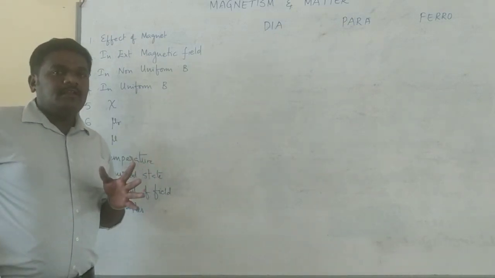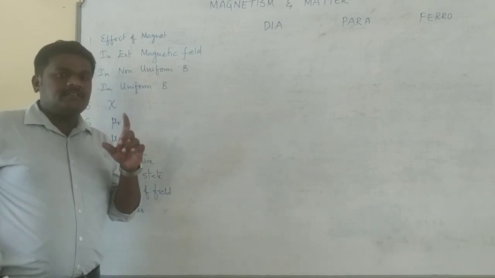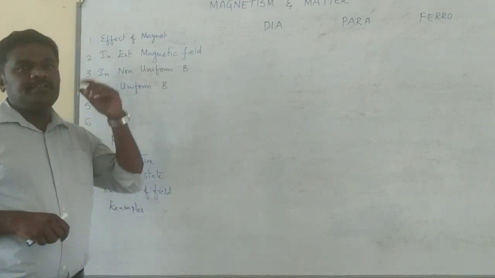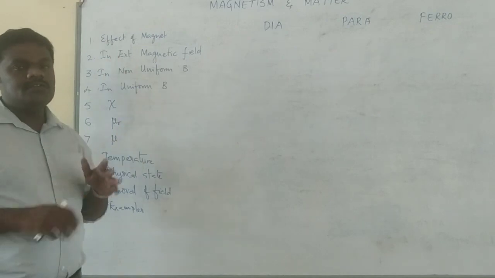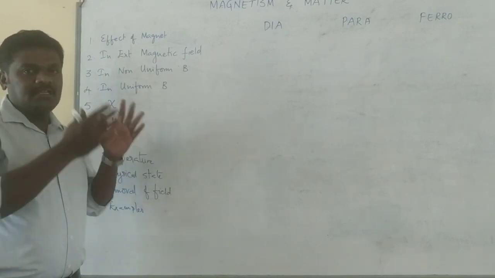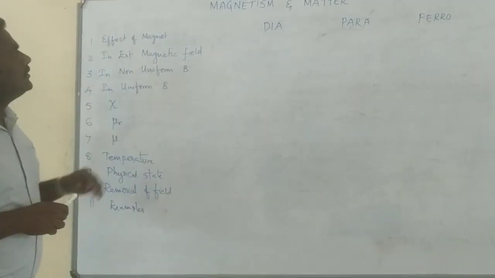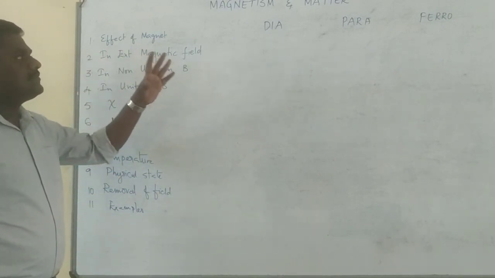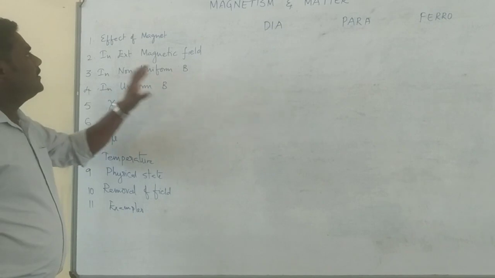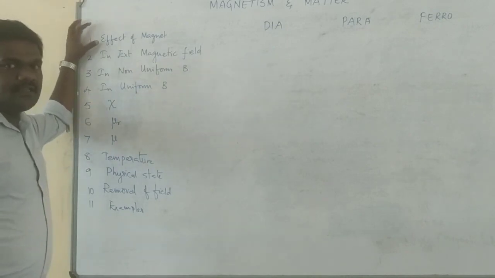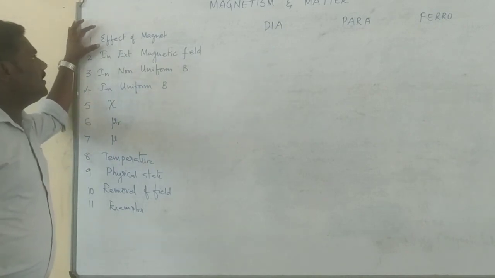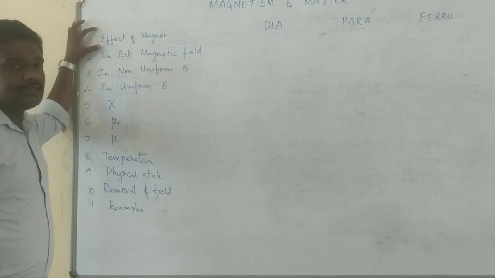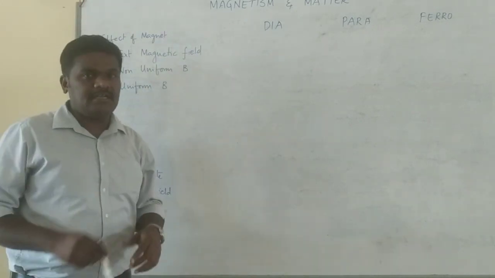In the material I have mentioned the differences in the table column. The same thing I have mentioned in the theory part also separately. Both are the same, so I am discussing them combined. If you take the dia, para and ferro substances separately, I will discuss each and every property separately. What is the effect of a magnet on each of the substances separately.